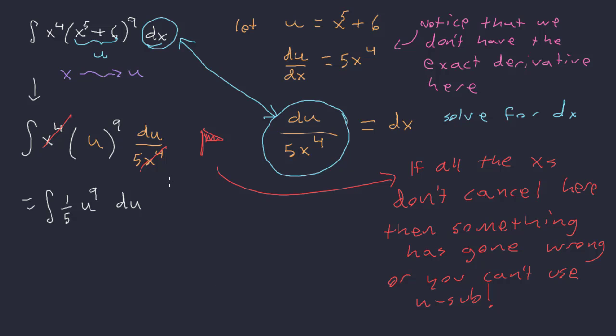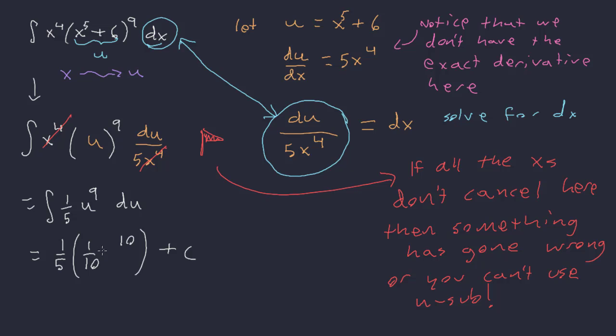All the x's cancel out because you replace these x's with a u. When you make your transformation, if these x's don't cancel, you're in trouble. But here, all of our x's canceled out, and we can proceed as normal. Now we'll just integrate. The 1/5 comes along for the ride. The integral of u to the 9th will be 1/10 times x to the 10th plus c.